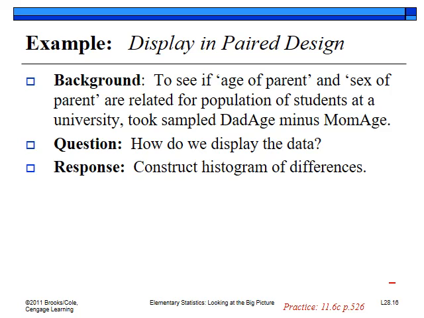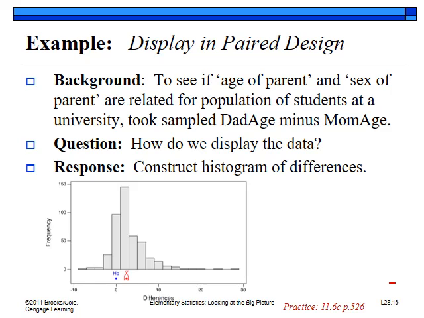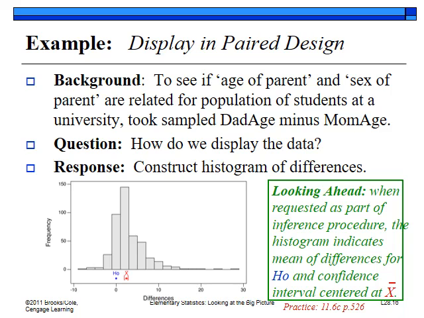A histogram is the best way to do it, and we'll construct a histogram looking at the differences. Here's what it looks like. We've seen this histogram before. Our null hypothesis in this case is that the two variables are not related, dad and mom. So the null hypothesis would state that the difference in the ages should be 0 if there's no relationship. The confidence interval that we're going to create will be centered at x bar, as usual.